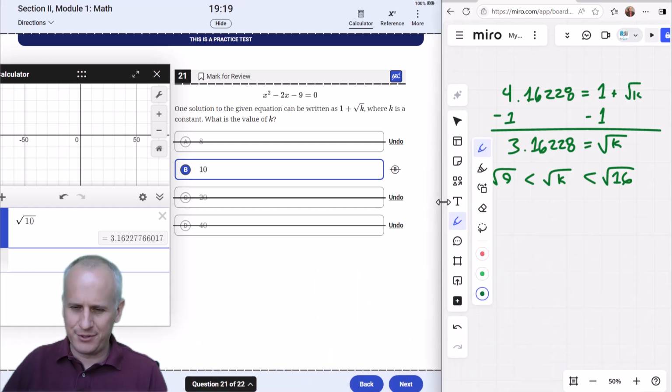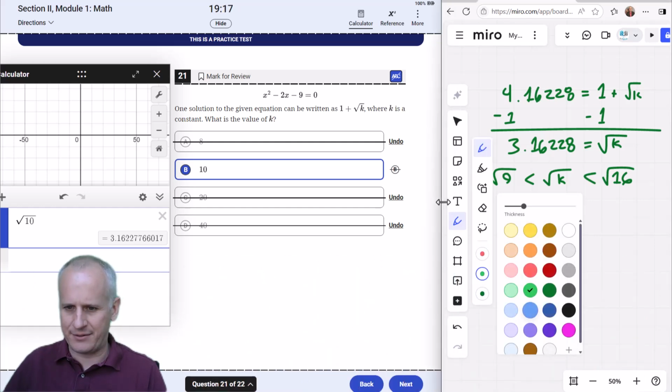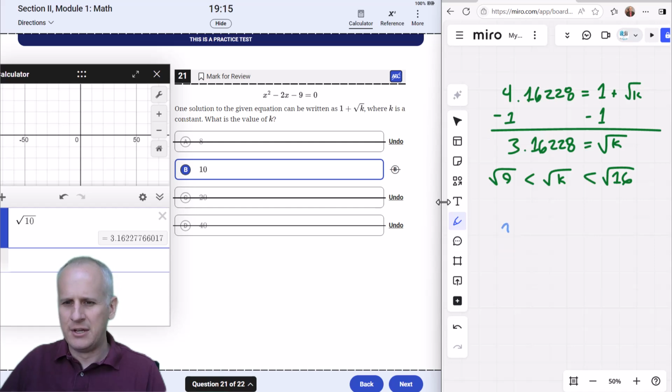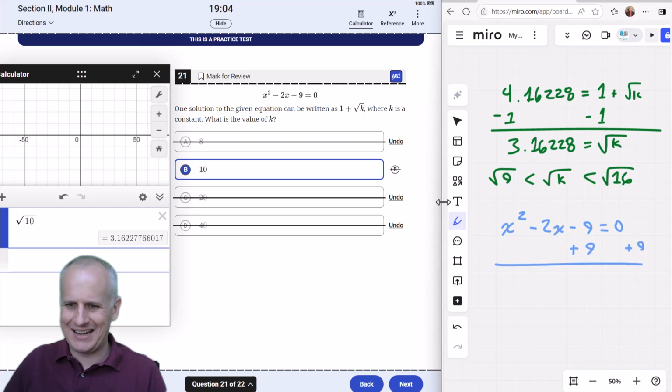Now, the technical solution, we should go ahead and see it. I mean, there's nothing wrong with seeing the technical solution. We've got x squared minus 2x minus 9 is equal to 0. And you may recall something called completing the square. So I'm going to add 9 to both sides. We've got x squared minus 2x is now equal to 9, but that's not a perfect square. So I'm going to have to add 1 to make this into a square.